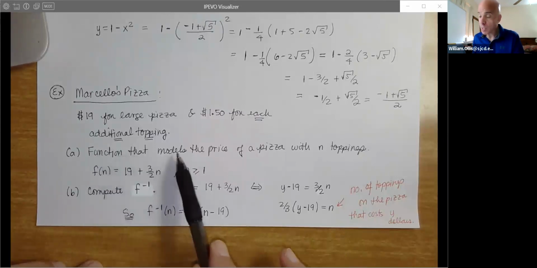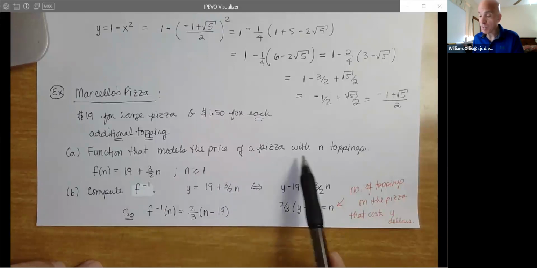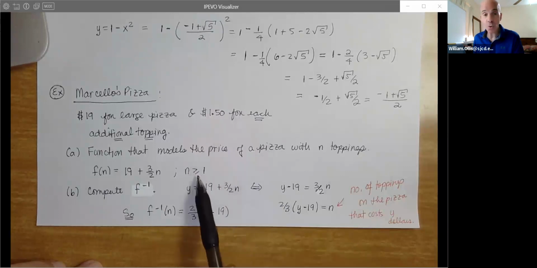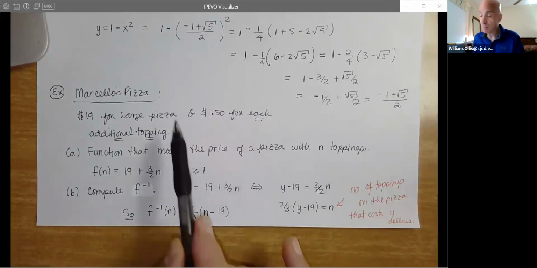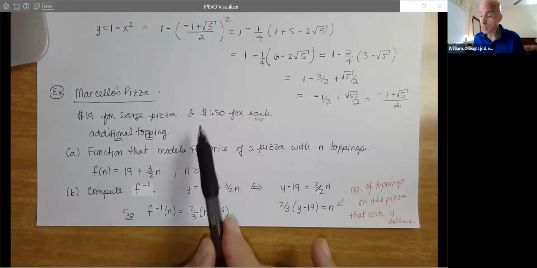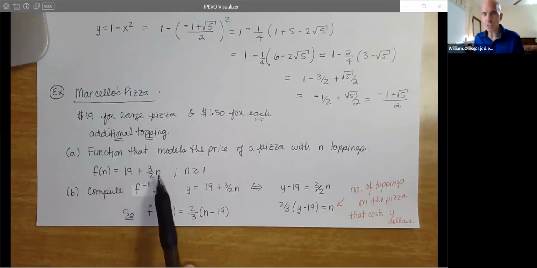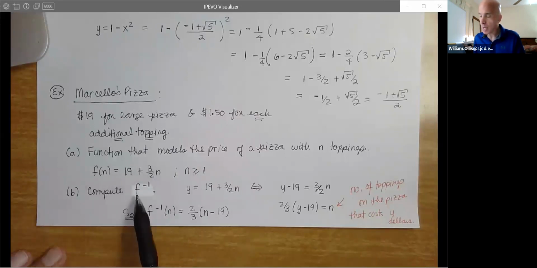First, we want a function that models the price of a pizza with n toppings. So this is additional toppings, so n is greater than or equal to 1. That would mean the base cost plus 3/2 (that is, 1.50) times n. So that's the function. Then we want to compute the inverse function. Well, we like these types of functions. They're clearly one-to-one. They're just lines. You can set f of a equal to f of b. It's clearly one-to-one.